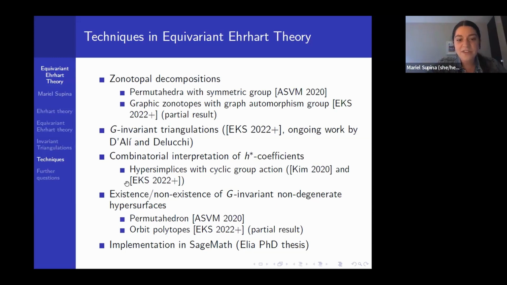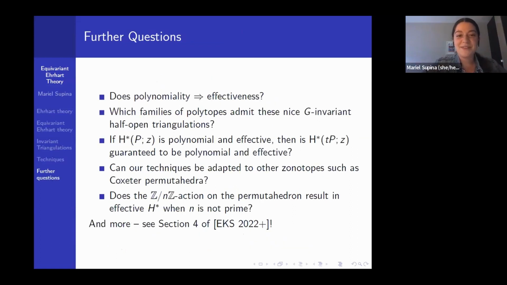And then we also did some work on the existence and non-existence of these non-degenerate hypersurfaces, which is the third condition in the conjecture that I didn't mention. And finally, Sophia implemented equivariant Ehrhart theory in SageMath, so you can do computations there. So I'll leave you with this nice list of further questions. I know I'm a little over time, so I think that's all I want to say.